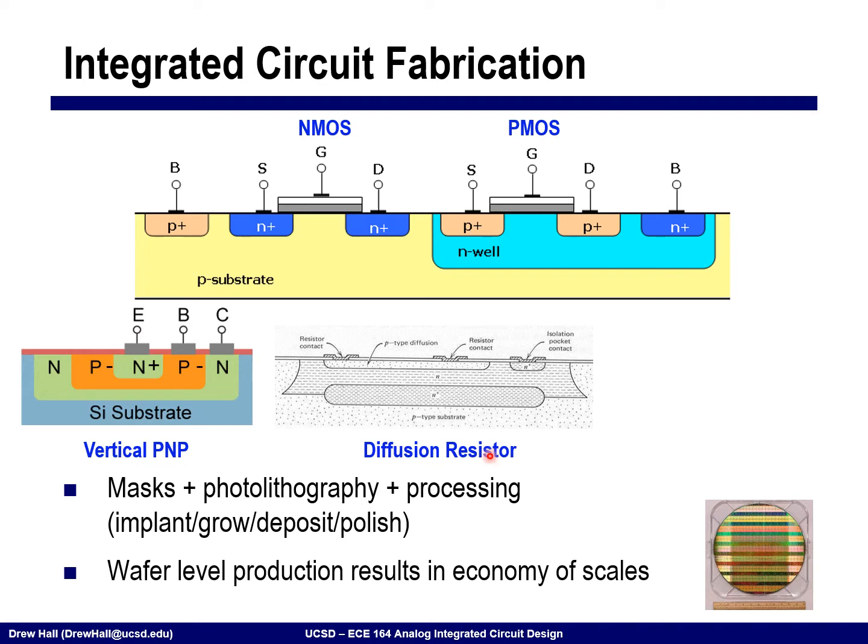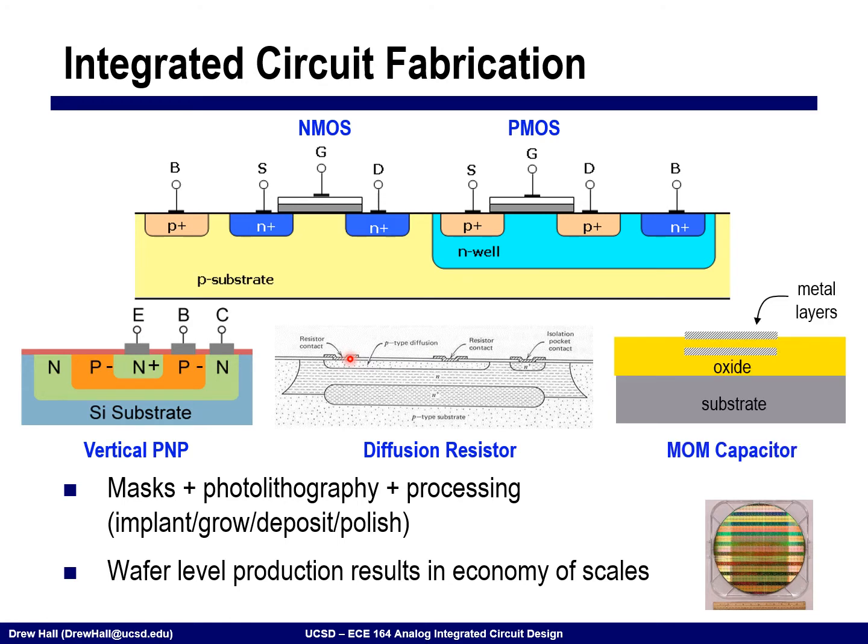We can also make passives. So in the case of resistors, many different ways of making a resistor, but here we're showing one way where we have a diffusion resistor. So we're literally using the resistance of this diffusion material here with two contacts on either end. We can also make a lot of different capacitors. Shown here is a metal oxide metal or a MOM capacitor where we're using two adjacent metals, in this case what looks like metal 1 and 2, and the insulator or the oxide material between them to form a parallel plate capacitance.